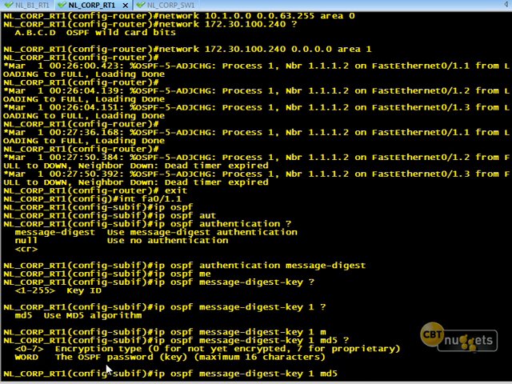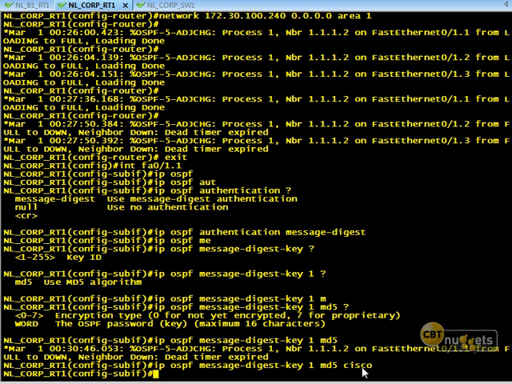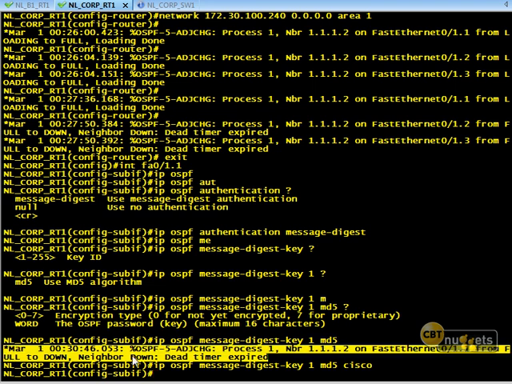But then it says, okay, what is the key? Well, it said the key should be Cisco. And by the way, before I even type this in, let me hit the enter key, because now I've added my key in there. But I want you to notice, before I even did that, my neighbor relationship died.